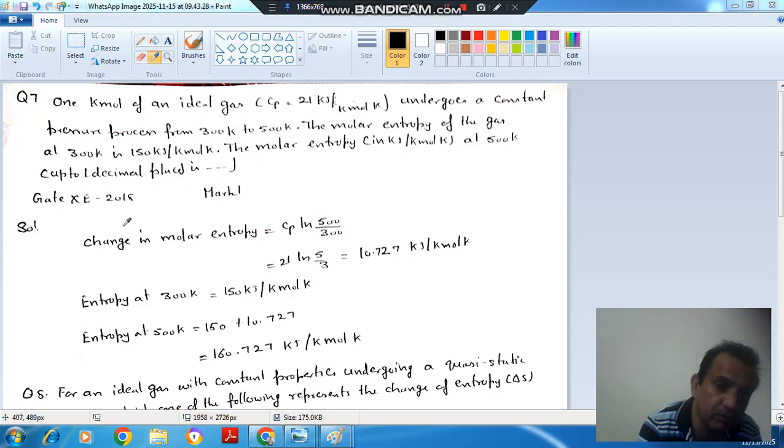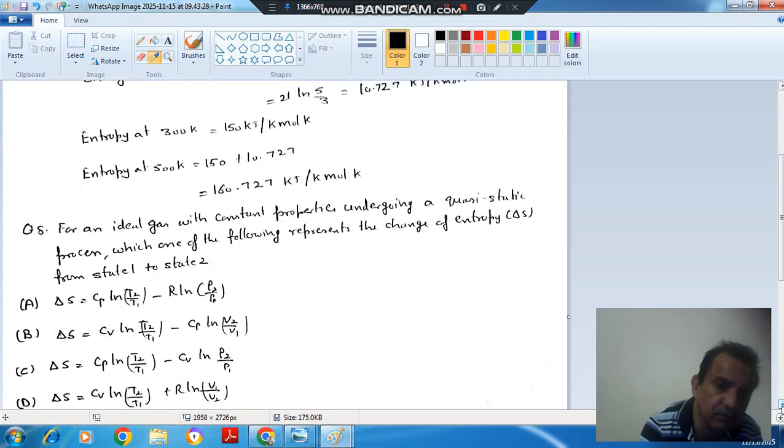So here we know that the change in entropy in case of constant pressure process per unit mole is Cp ln T2 by T1. T2 is 500 and T1 is just 300 Kelvin. That we have derived. So it comes out as 10.727 kilojoule per kilomole per Kelvin, and entropy at 300 Kelvin is given as 150 kilojoule per kilomole per Kelvin. So entropy at 500 Kelvin will come out as 160.727 kilojoule per kilomole per Kelvin. This is the change in entropy, this is the initial entropy, so we'll add this to find out the final entropy.